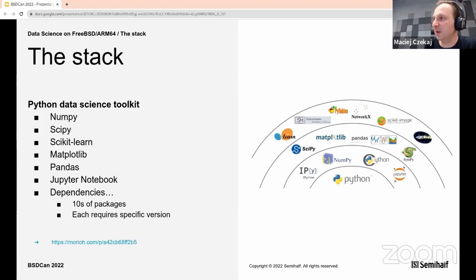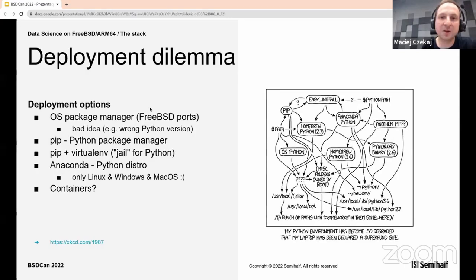So you can see there are quite a lot of dependencies. There are tens or even hundreds of packages, and each package requires its own version, so it quickly becomes dependency hell. It's such an issue that it deserves its own XKCD comic, which you can see on the right-hand side here. So basically, deployment of such a stack is quite a challenge. First of all, you shouldn't be using any OS package manager. FreeBSD ports contain some of those packages, but usually there are version conflicts. If some of the packages are not part of the ports, then you have little luck finding the right version in the ports. So it's a bad idea.